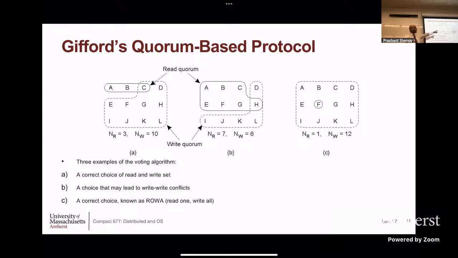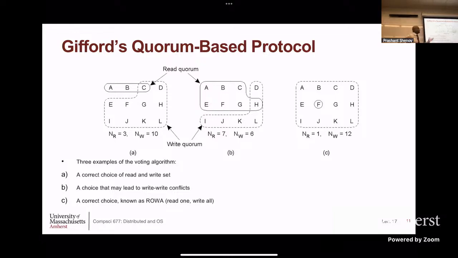Okay? And you will see that in another example where what happens if you actually don't choose it that way. Is this clear? Any questions on this? Yes, question. Yes, question is what happens if there's another write?